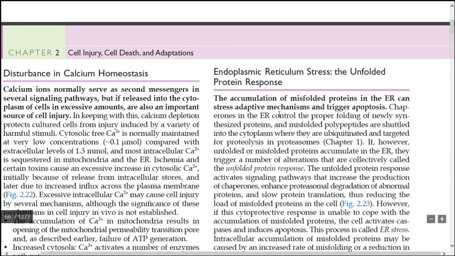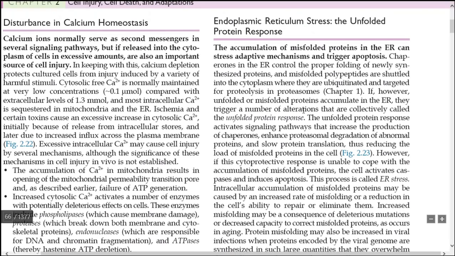The accumulation of misfolded proteins in the endoplasmic reticulum can stress adaptive mechanisms and also trigger apoptosis, which is very fatal to the cells. The chaperones in the endoplasmic reticulum will control the proper folding of newly synthesized proteins. That is where it may be asked in MCQs: chaperones.